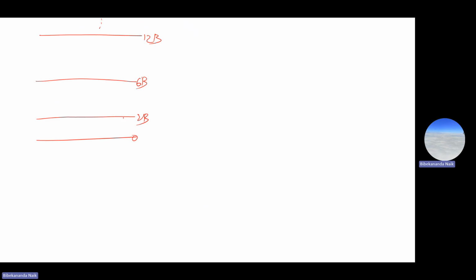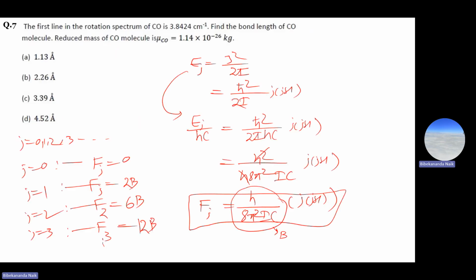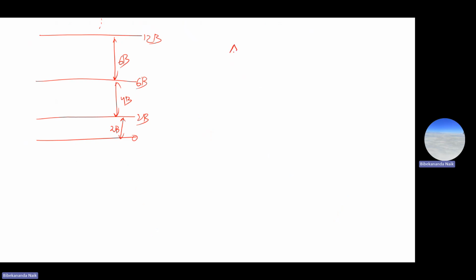If you see, the spacing here is 2B, that is 2B minus 0. Here the spacing is 4B, and here the spacing is 6B. So the energy levels are not equally spaced. The question says the first line of the rotation spectrum of carbon monoxide is 3.8424 centimeter inverse. According to the selection rules, for a transition delta J will be plus or minus 1. This is J equal to 0, J equal to 1, J equal to 2, J equal to 3. So the first transition will be from 1 to 0. The change in energy is 2B minus 0, equal to 2B.